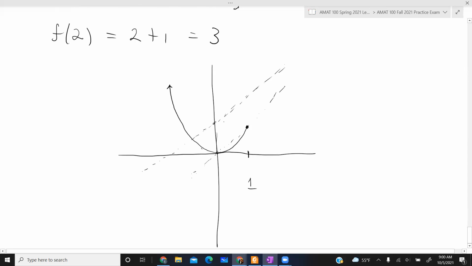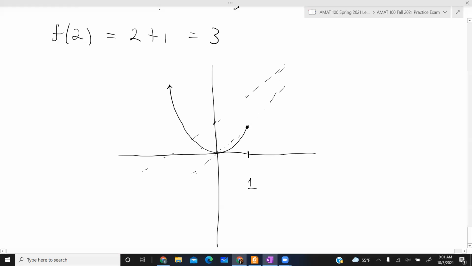But I don't care about all of the line. I only care about this part right here, because I don't care about the graph of x plus 1 to the left of 1. So I don't need this piece right here. Let me erase most of that. I'm not going to try to erase it all though. The line goes to like here, but I really only care about what it looks like at 1 and beyond.